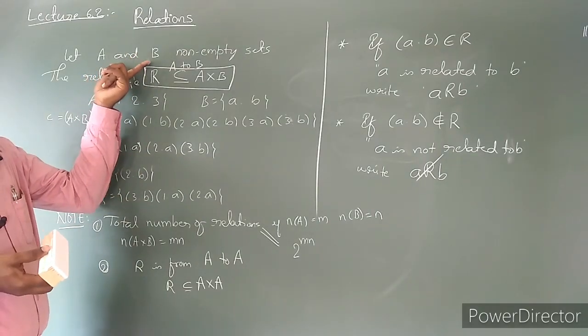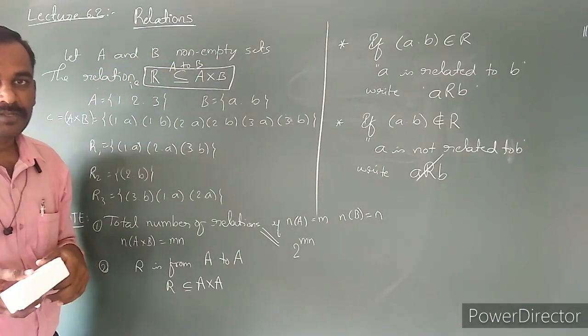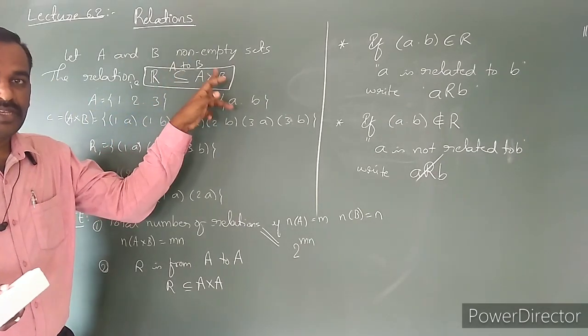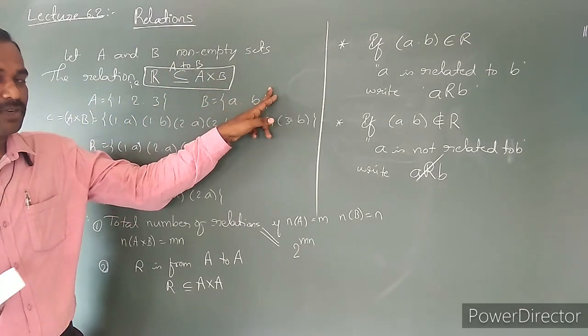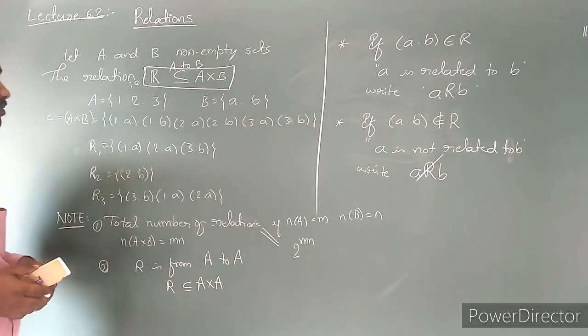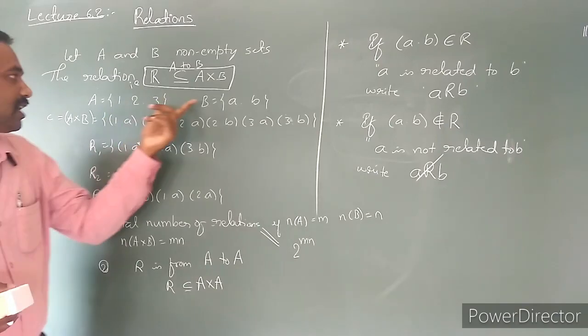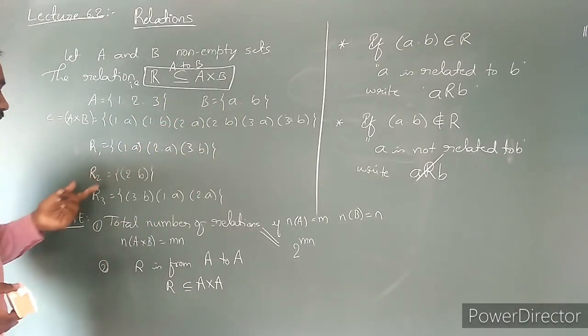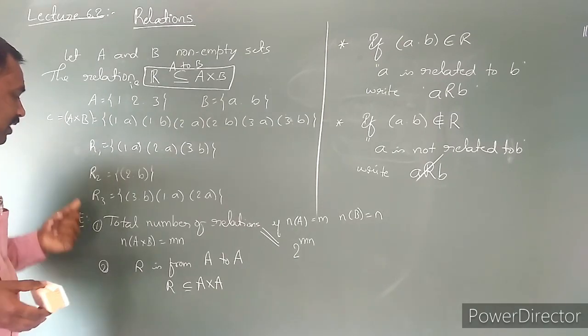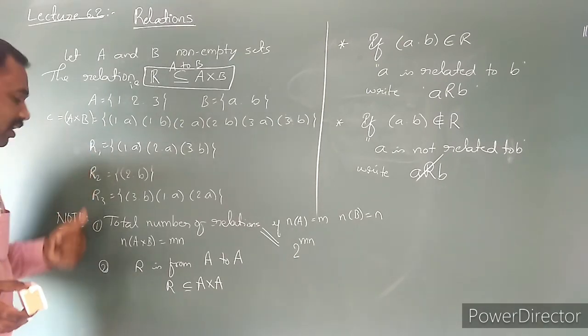What is a relation? Let A and B be two non-empty sets. Then the relation R from A to B is a subset of the Cartesian product A cross B. For example, A has 3 elements and B has 2 elements. I have written a few examples. Totally 64 subsets we can write, and out of those, all are relations.